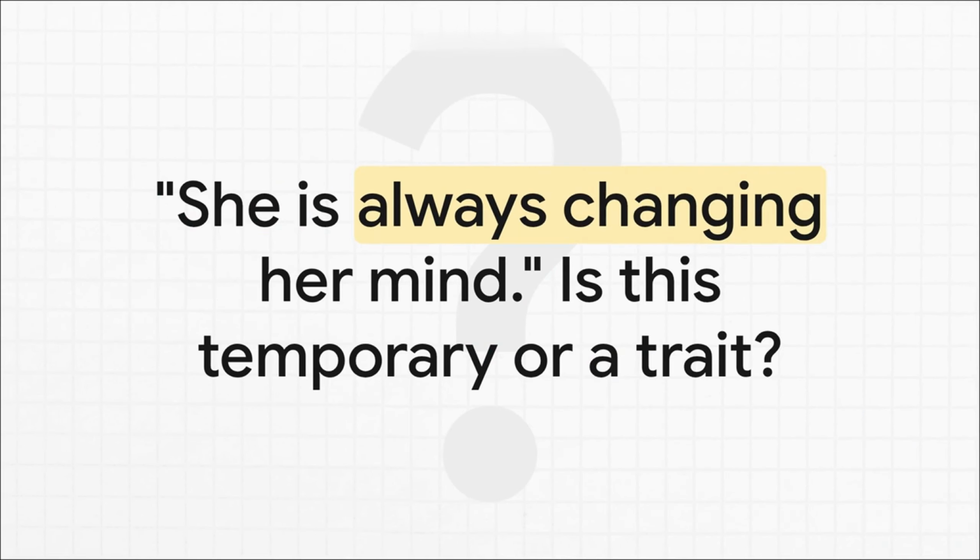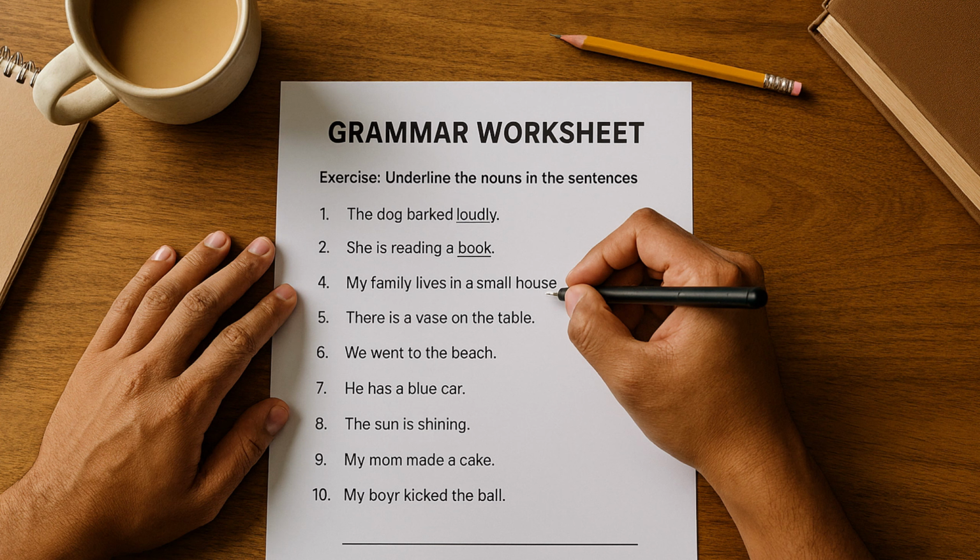So let's end with this thought. By adding just one little word, always, the entire meaning can shift. She is changing her mind is just a temporary thing happening now. But she is always changing her mind? Well, that suddenly sounds like a permanent personality trait. It just goes to show how a simple grammar rule can be used to define someone's entire character. So, what else are we saying without even realizing it? That's a wrap on the present continuous. Remember, this tense helps us talk about things happening right now, this week, or even to complain about annoying habits.